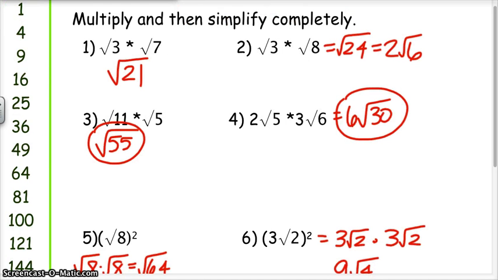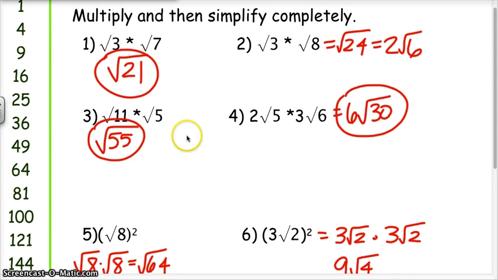All right, here are my answers to the problems. For number 1, I got the square root of 21. It doesn't break down any further, so that's it. Number 2, I got the square root of 24, and it did break down. Number 3, I got the square root of 55, didn't break down. Number 4, I got 6 times the square root of 30. 6 stays alone. Square root of 30 just didn't happen to break down again.